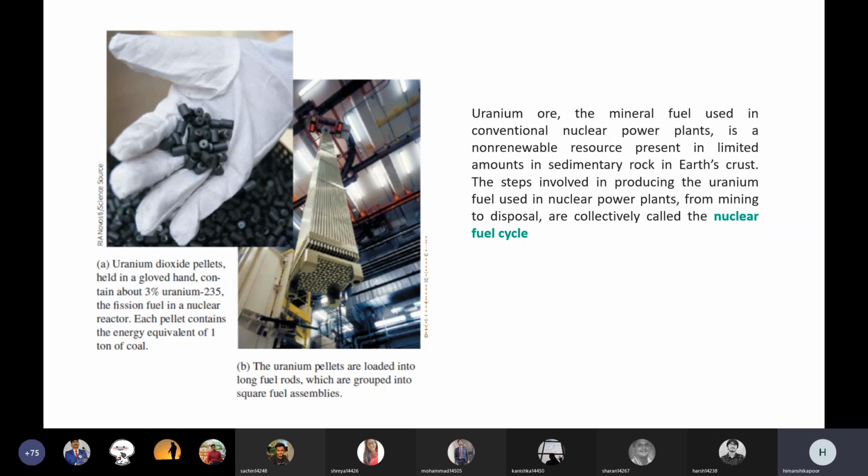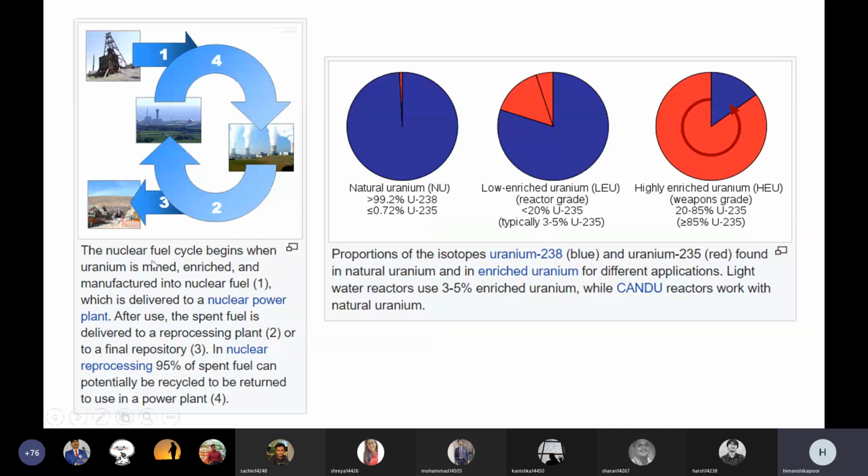Uranium goes through the nuclear fuel cycle. When we are using it in nuclear power plants, we are just following a nuclear fuel cycle, which starts from mining and goes to its disposal. तो सिर्फ mining नहीं है, उसका disposal भी है. ये सारा fuel cycle में आता है. And so this is the fuel cycle.